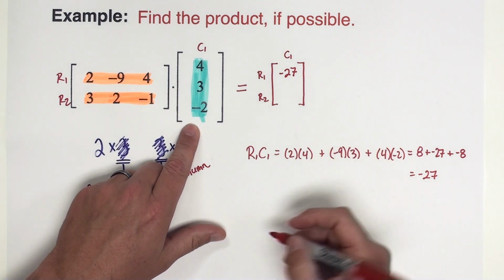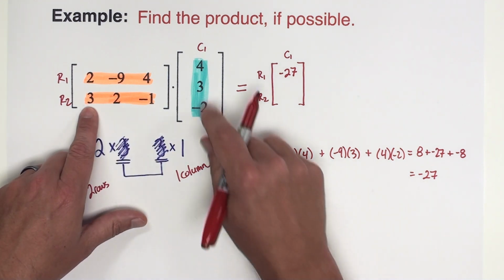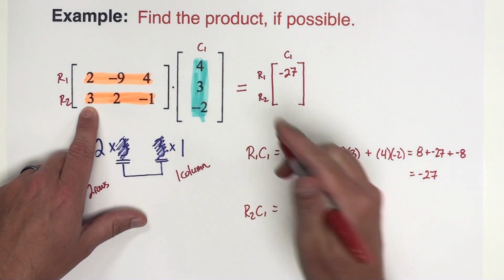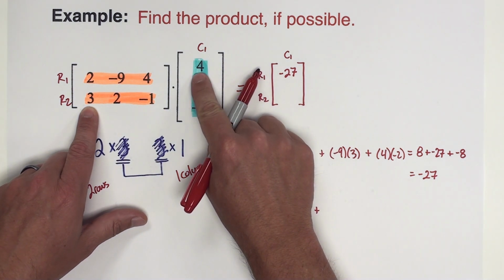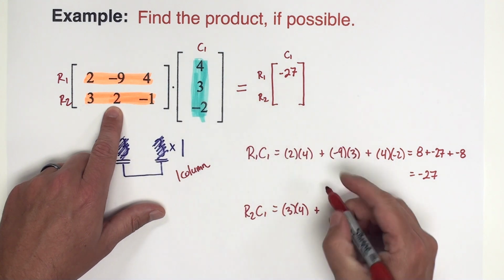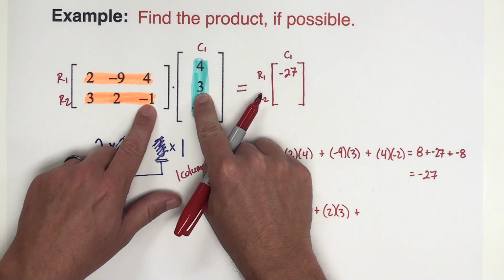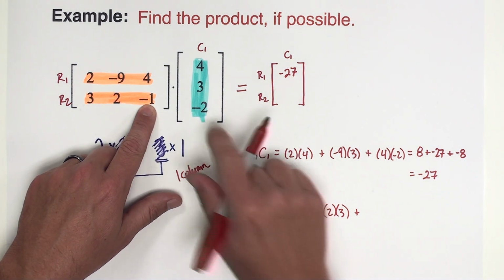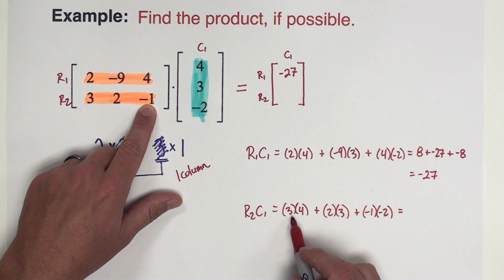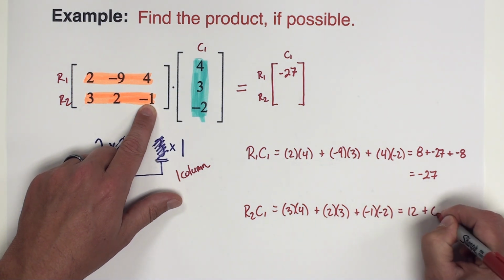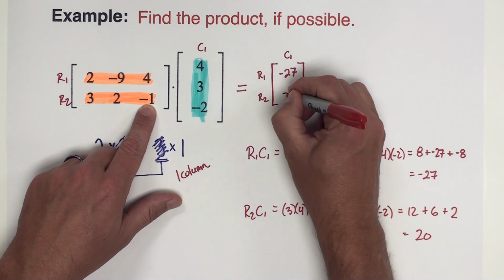Okay, now we're going to jump down to the second row and pair it with the first column, the only column. So I'm going to look at row 2, column 1. And so it's first number times first number. Then it is second number times second number. And then it is third number times third number. Now we're just going to multiply all these and add. So I've got 12 plus 6 plus 2, which is 20.